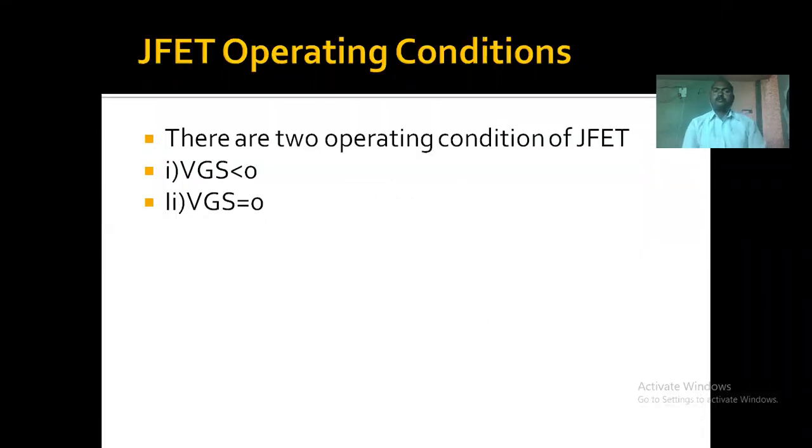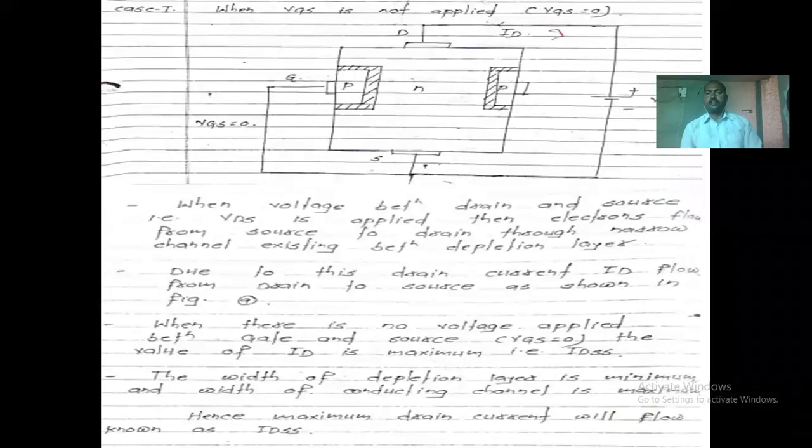I will explain some of the things related to the JFET operation. VGS less than 0 and VGS equal to 0. The above figure shows the JFET characteristic. It indicates that we are applying two voltages with respect to the device. Related to the device we are applying two voltages: VDS is the voltage applied across the device, which is positive, and the voltage applied at the gate, which is a negative voltage.